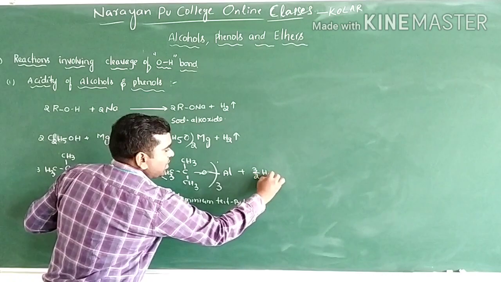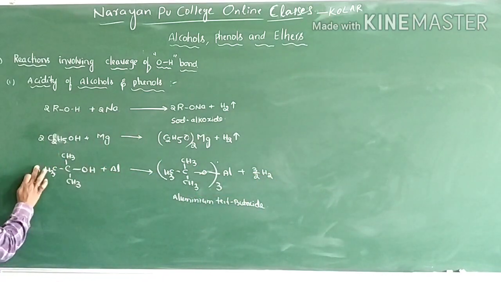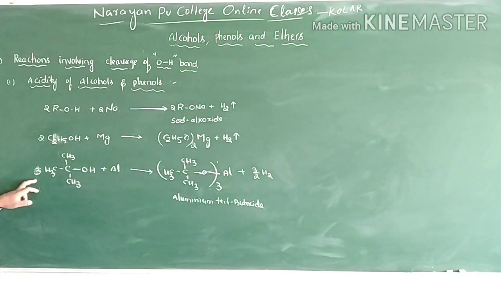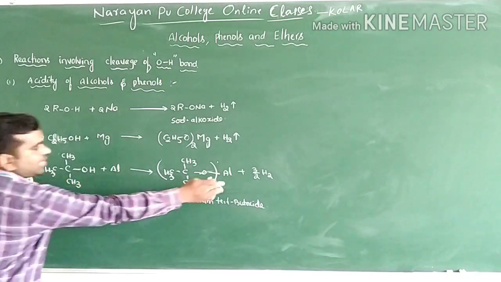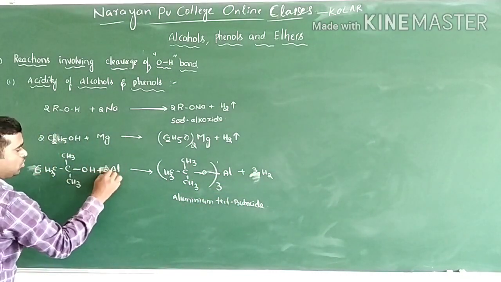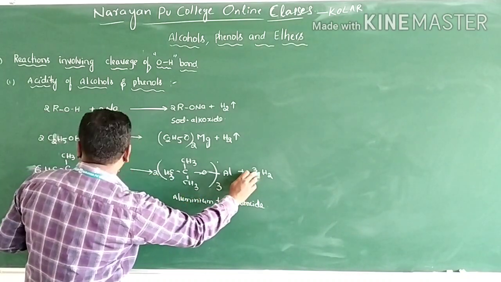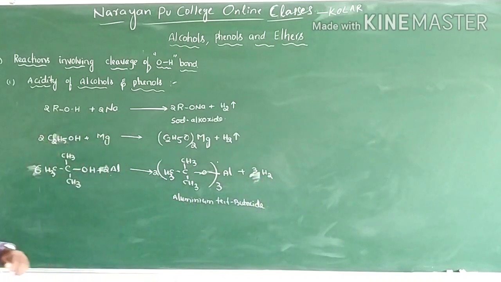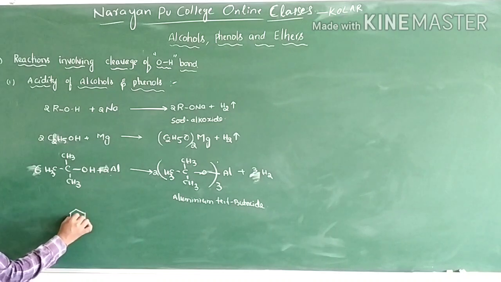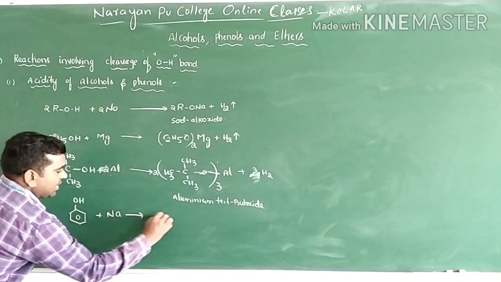Then you will get 3 by 2 hydrogen, so that's why a fraction is there. Multiply the equation by 2. Then you will take 6 moles of the alcohol and 2 moles of aluminum, and you will get 2 moles of the compound and 3 hydrogen gases. Clear?